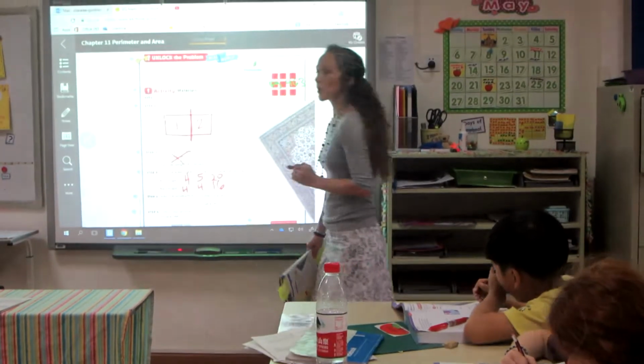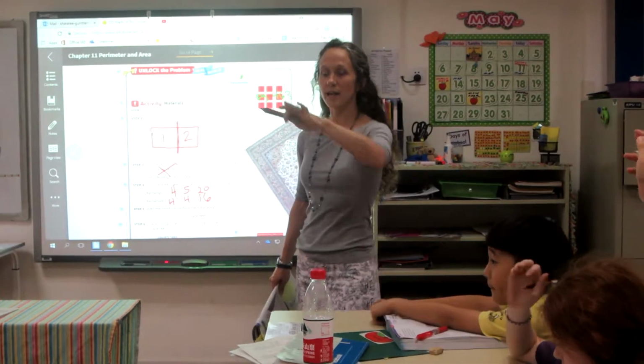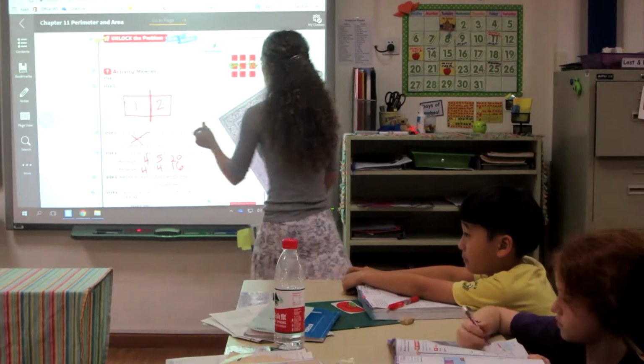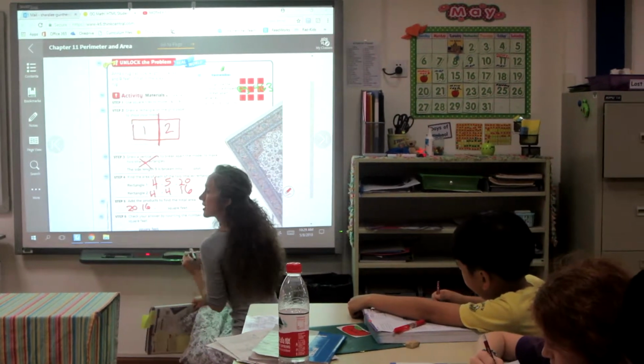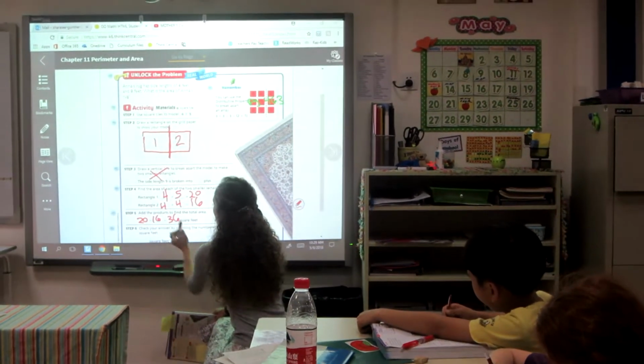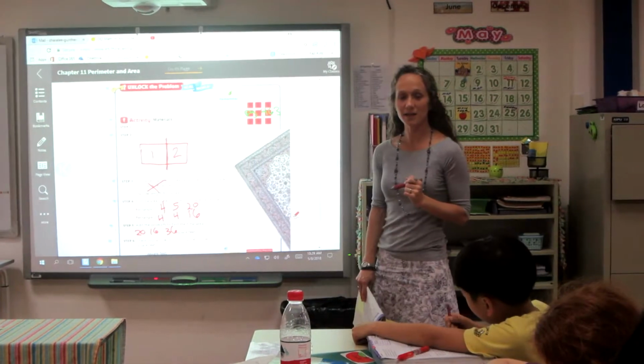Now, to find the total area, what do we need to do? Raise your hand, Isabel. Add 20 plus 16. 20 plus 16 is 36. And our area is 36 square feet. Very good. Square feet.